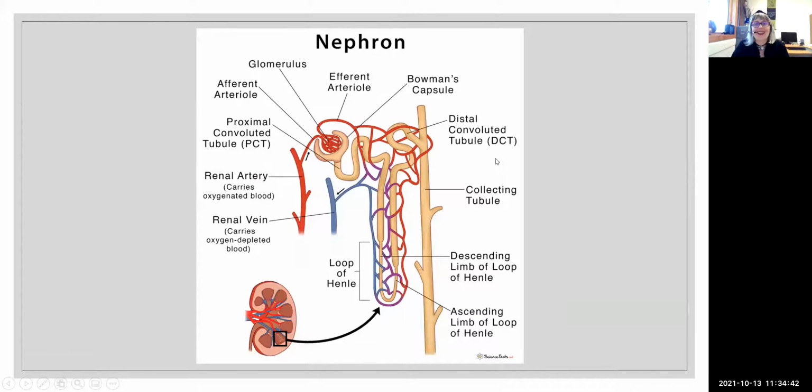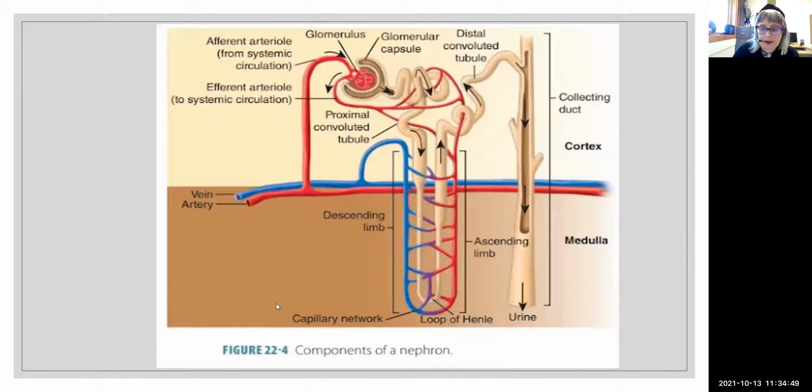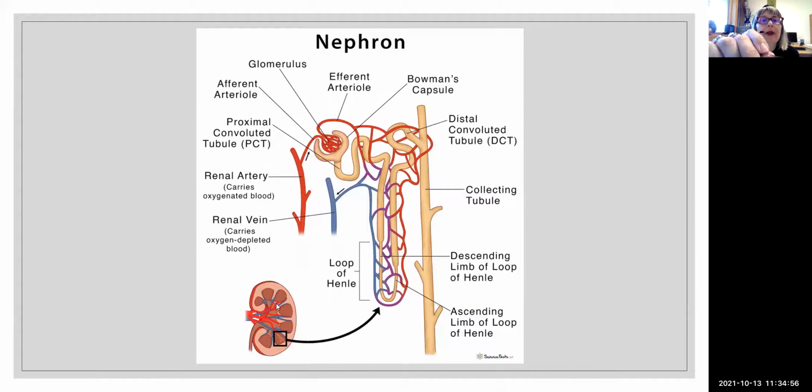Here we go. Okay, so to recap, these are the most important structures. These renal pyramids, I'm going to use red. These renal pyramids are filled with 1 million of these nephron systems. So let's review again.